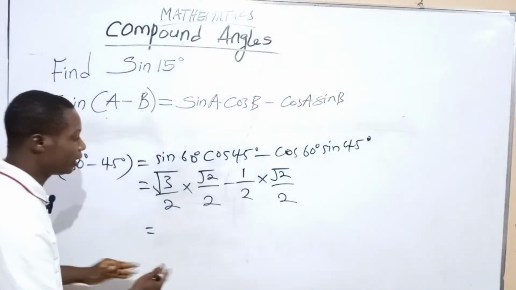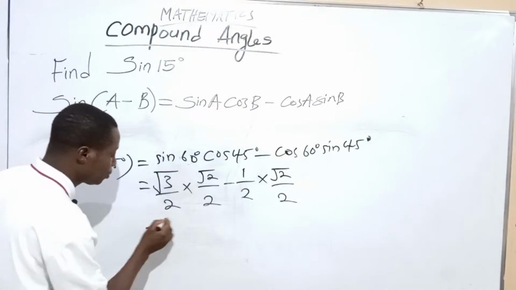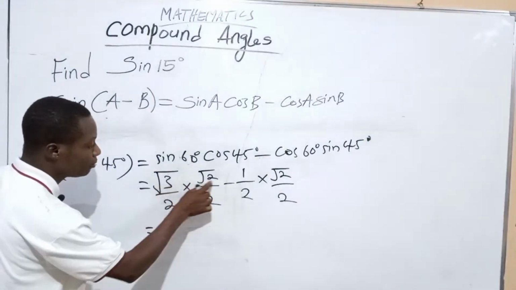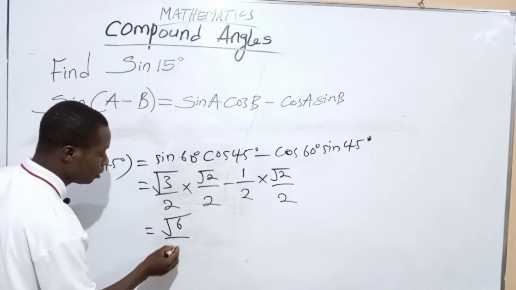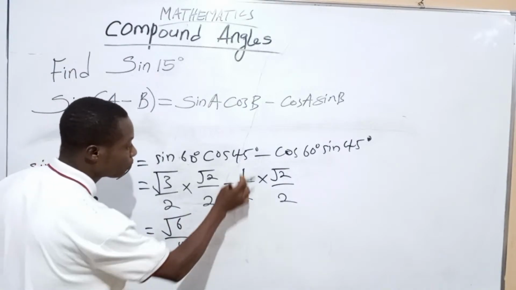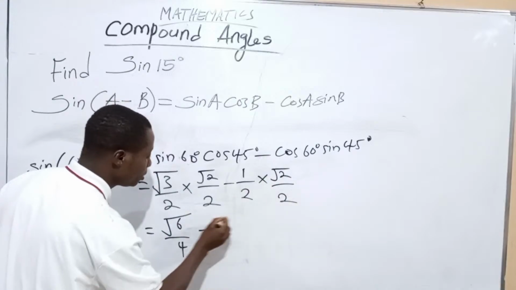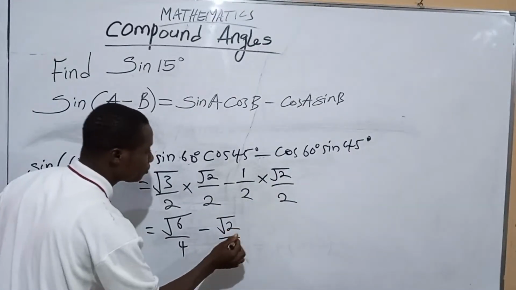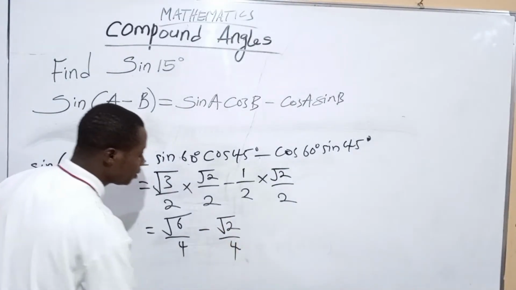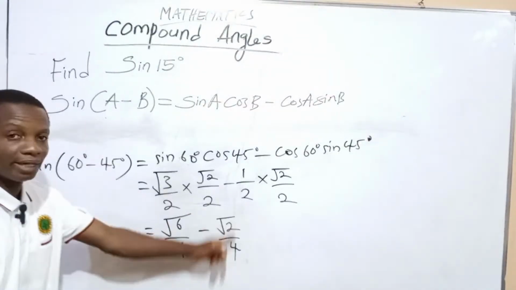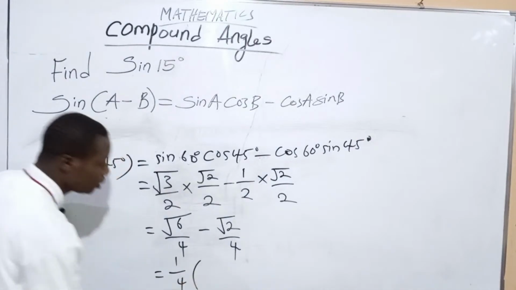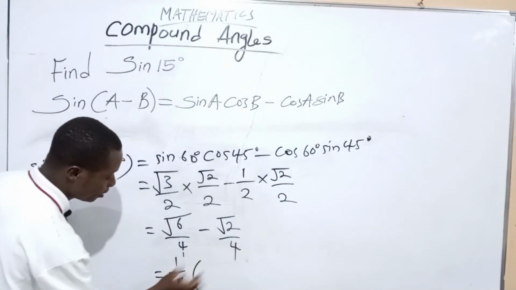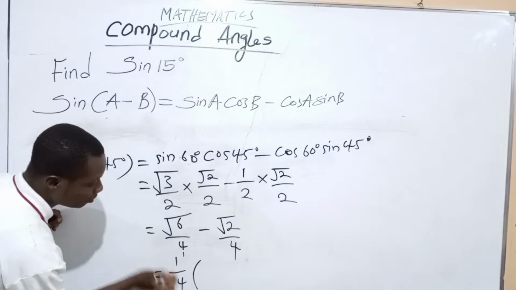They will give you the same answer, right? So multiply this. Root 3 times root 2 is root 6. 2 times 2 is 4. Minus 1 times root 2 is root 2. 2 times 2 is 4. You can see it, right? So same answer, which is 1 over 4 times the square root, because 4 and 4 is common. So bring it, it becomes 1 over 4.